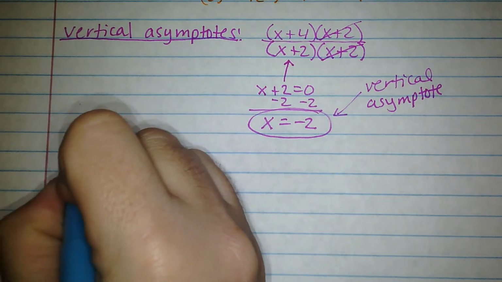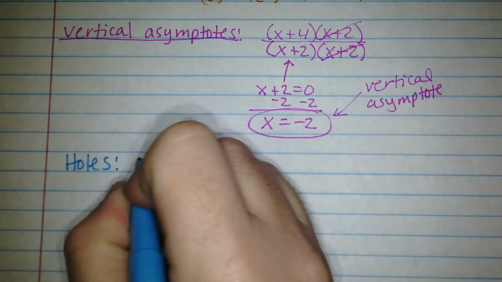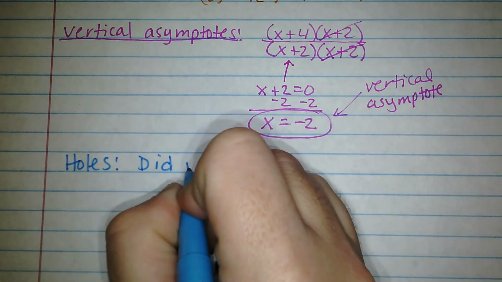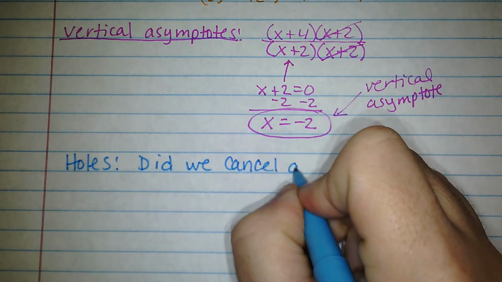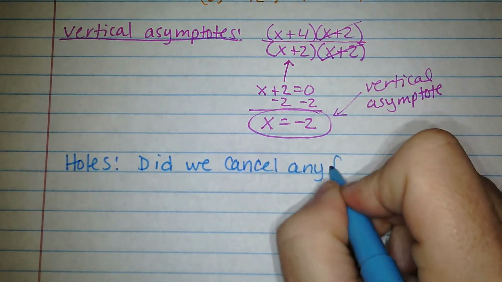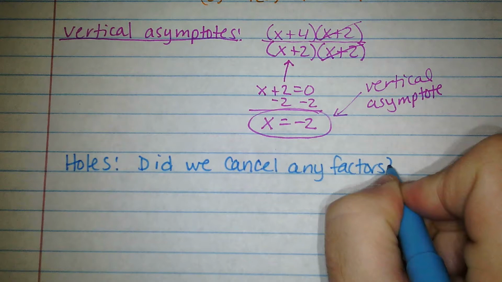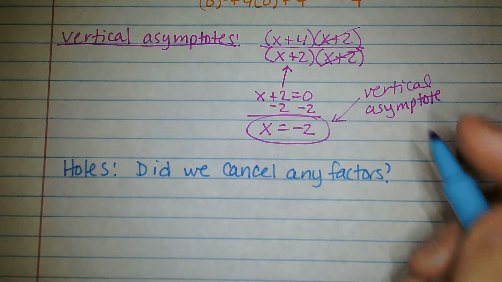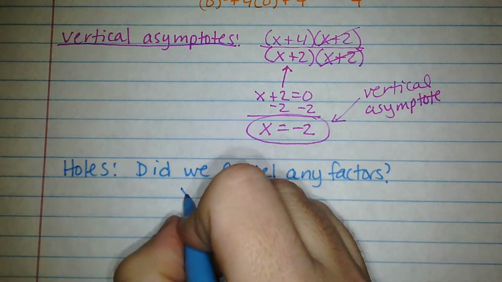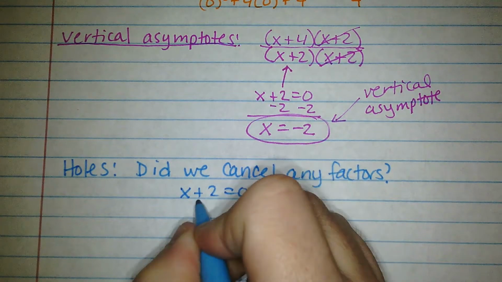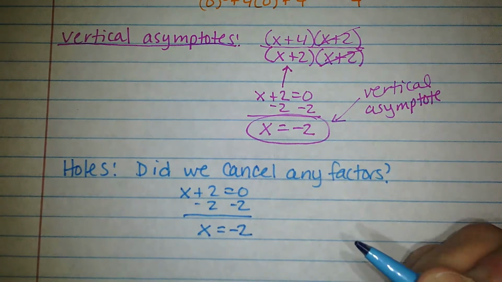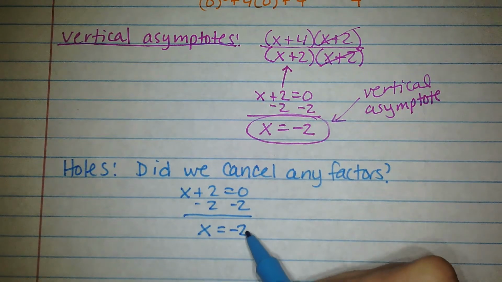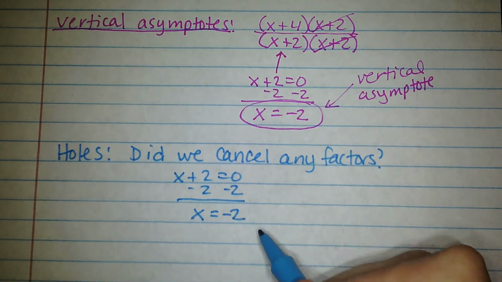The last thing we have to do is holes. When we do holes, did we cancel anything? Did we reduce or cancel any factors? We did. What did we cancel? X plus 2. So if we take x plus 2 equals 0 and subtract, we get x equals -2. And this is where it gets a little freaky, okay?